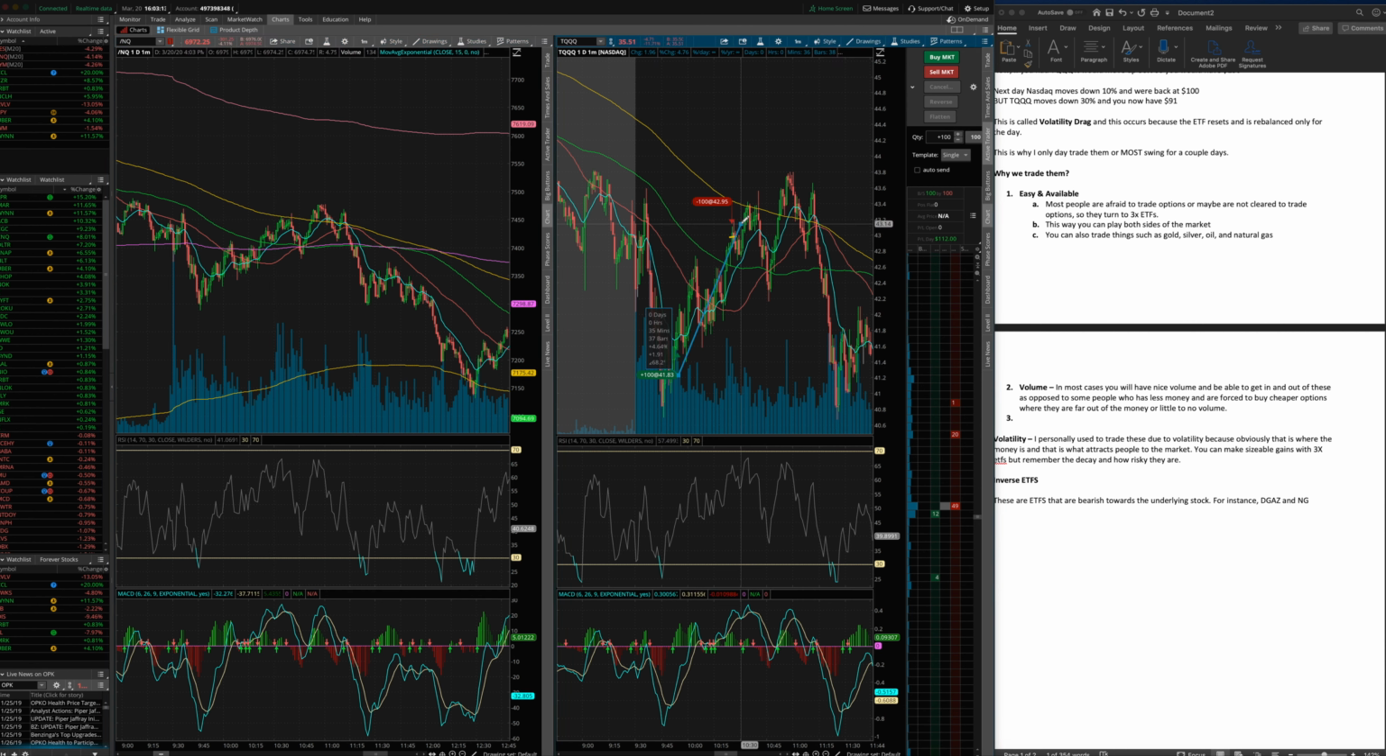Now, even though the Nasdaq only went up about 1.5% within that move, we actually made a 4.64% gain. That is the power of a triple leveraged ETF, and that is why a lot of people end up trading them.